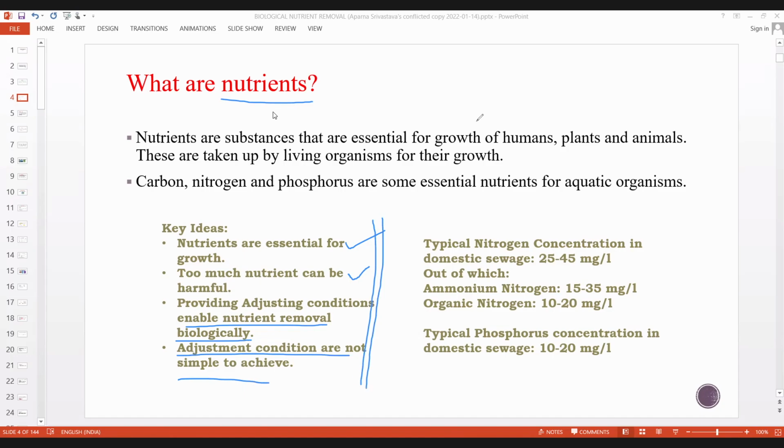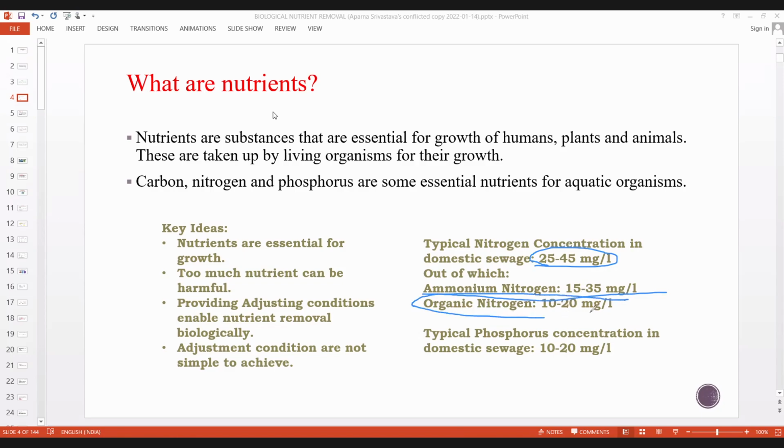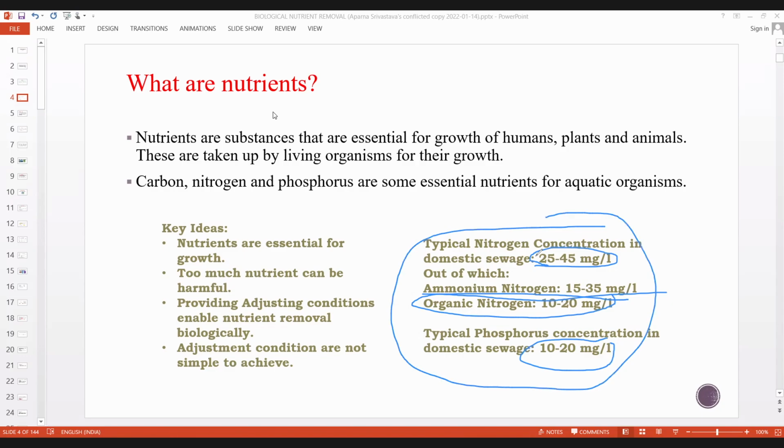So what are these nutrients, and what is their distribution? Typical nitrogen concentration in domestic sewage is 25 to 45, out of which ammonia nitrogen is more than 50% and organic nitrogen is less than 50%. Phosphorus concentration is 10 to 20 milligrams per liter. In the coming slides, we are going to focus on ammoniacal nitrogen and organic nitrogen. Here you can see one of the classifications.